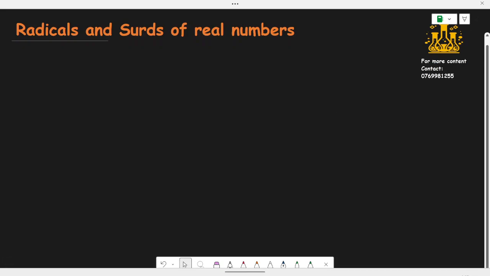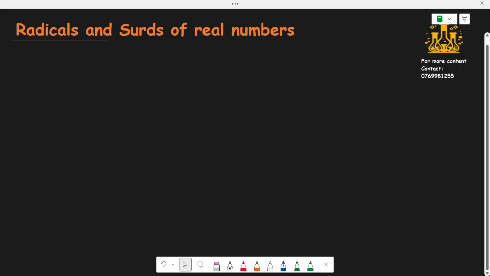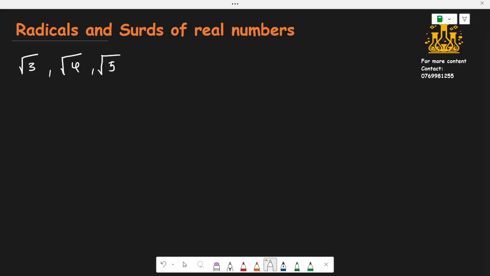In this lesson, we're going to do an introduction to radicals and surds of real numbers. A radical can be thought of as any expression that has a root. For example, root 3 is a radical, root 4 is a radical, root 5 is also a radical.